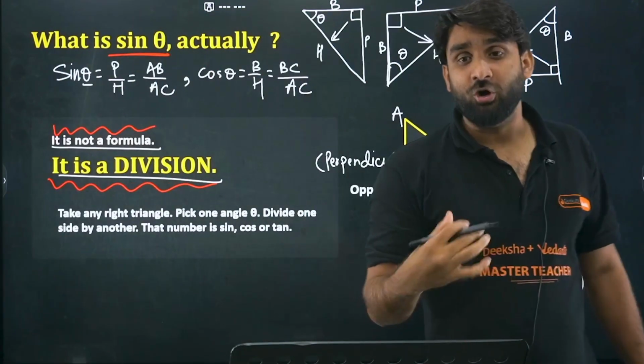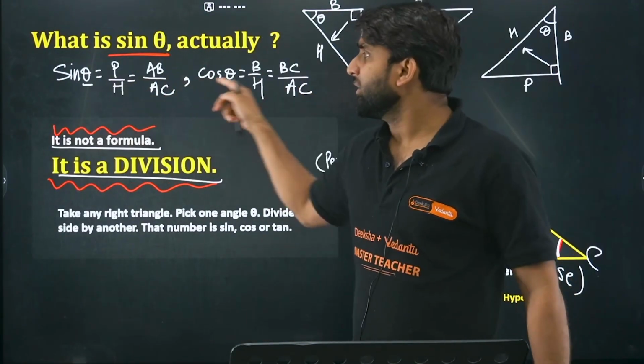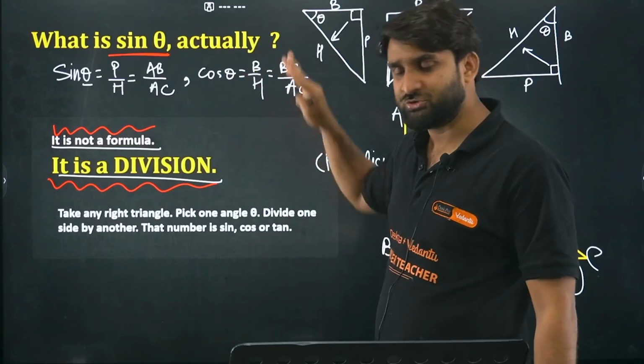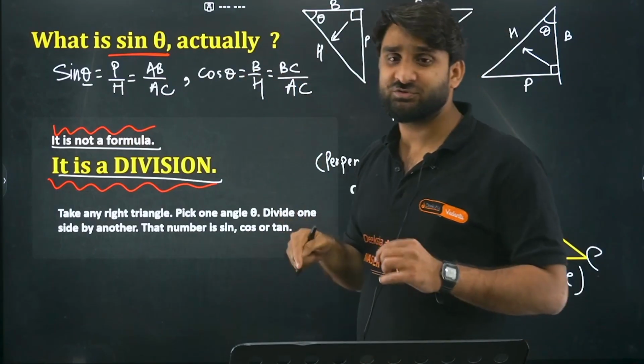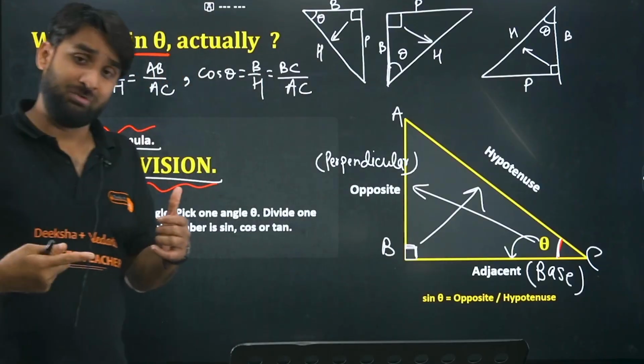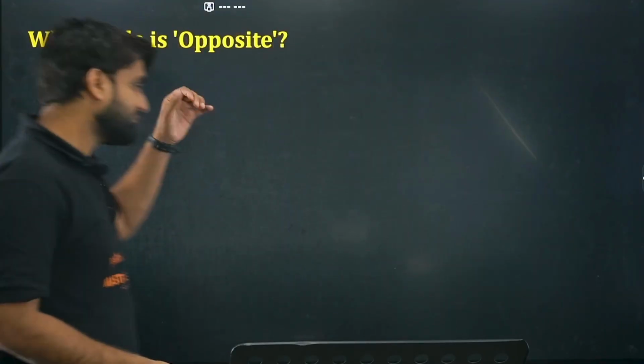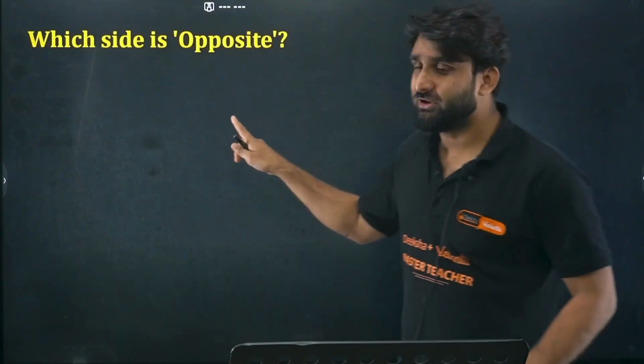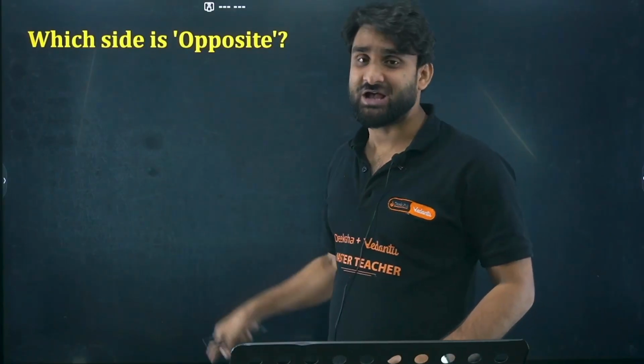So sine, cos, and all the other trigonometric ratios you will be studying in the chapter. Don't worry, this video is just to give you the basics, which you should know to make your trigonometry easy. Moving ahead. Which side is opposite, which is perpendicular, which is base, which is hypotenuse?